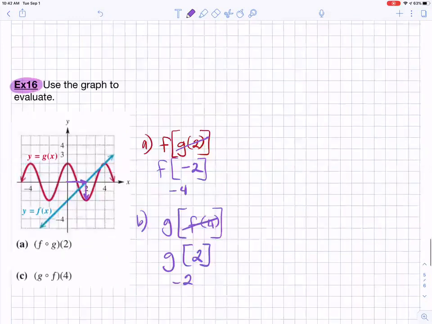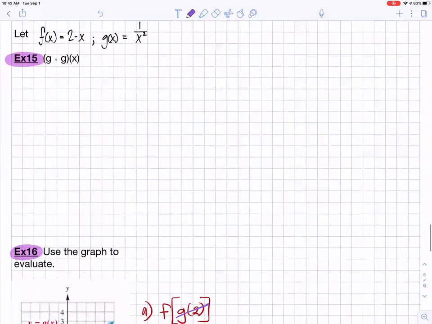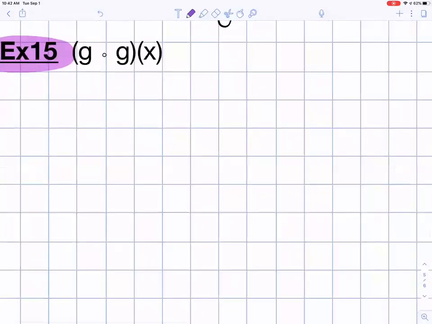Okay, go back up to number 15. What's the better way to write number 15? G of X.